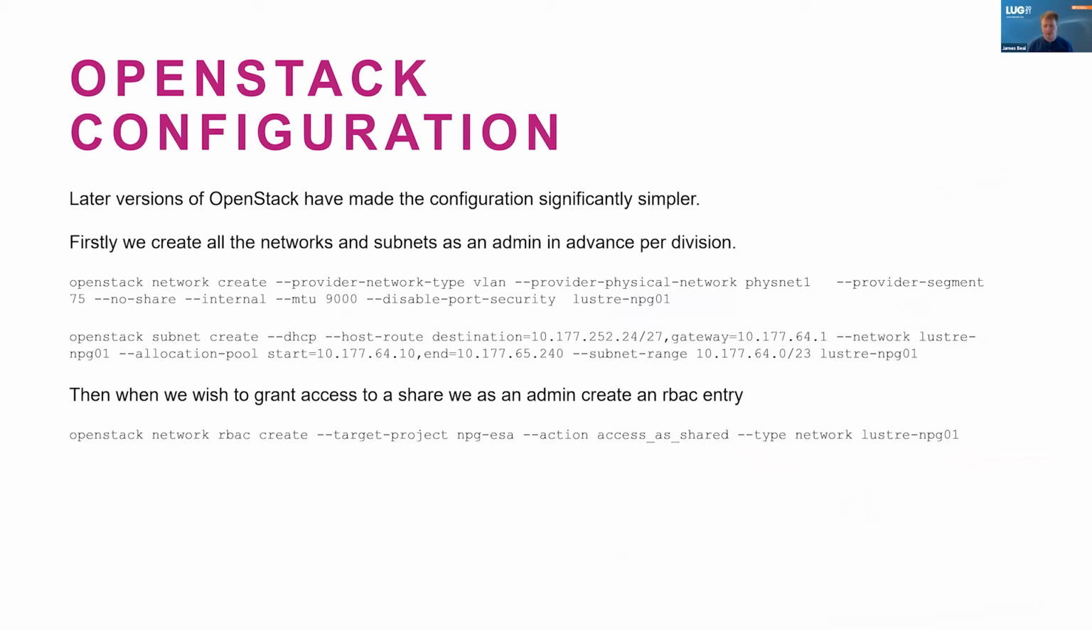If two projects wanted access to the same fileset with a different user mapping, this would be a new nodemap. If two projects wanted access to the same fileset with the same user mapping, then you create a new network and add the new network as a range to the existing nodemap.